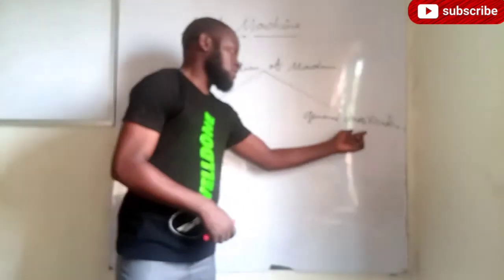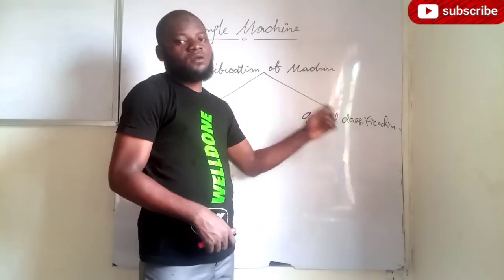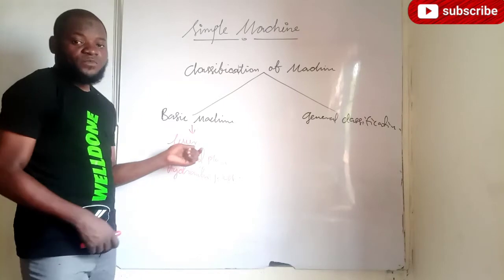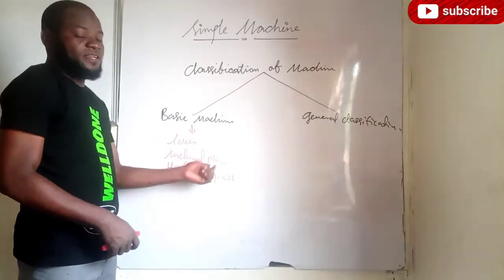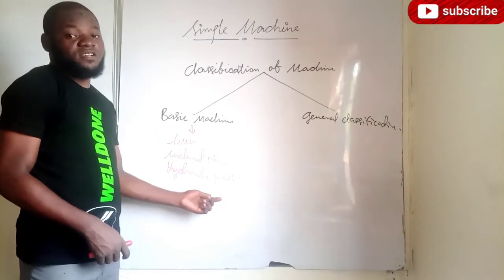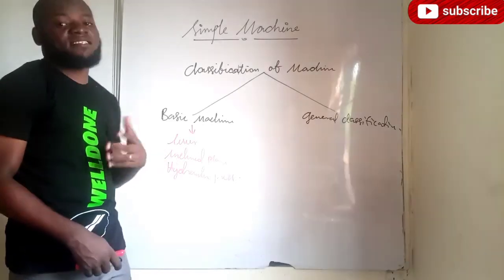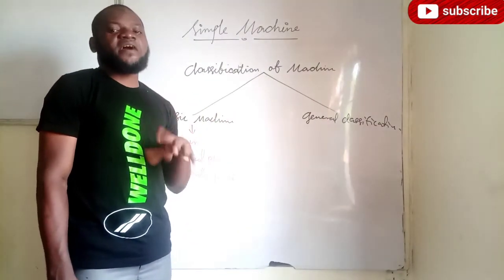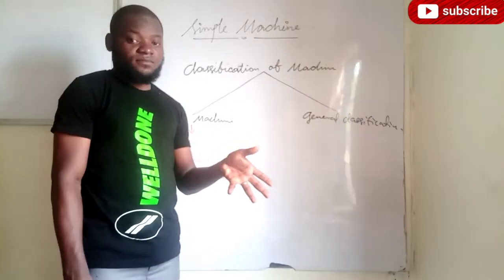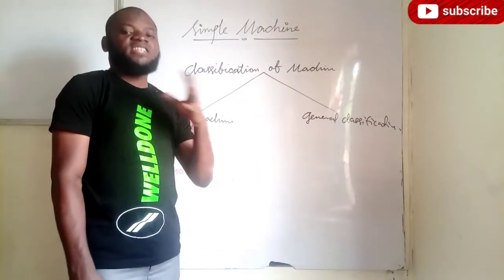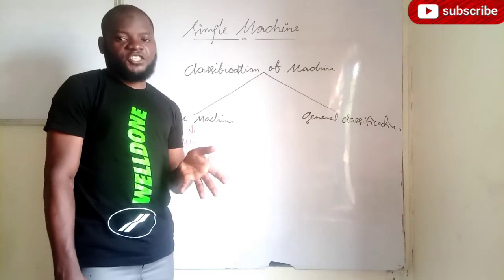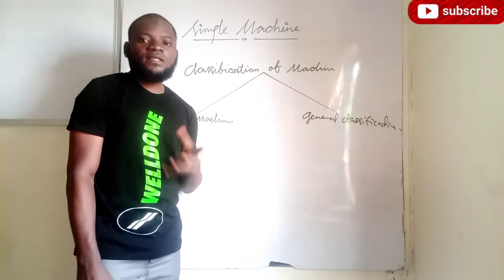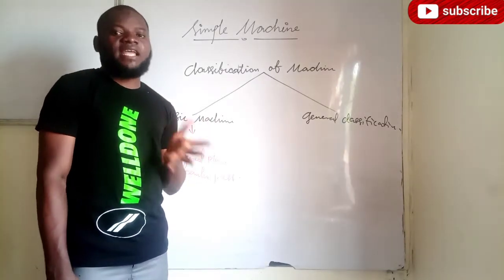But when you talk about the general classification, we can classify a machine as a lever. We can classify it as an inclined plane, as a hydraulic press, as a seesaw, as a screw, as a wheel and axle. Those are the general classification of a machine. Do we understand this now? Cool. Now let us look at the classification by level.